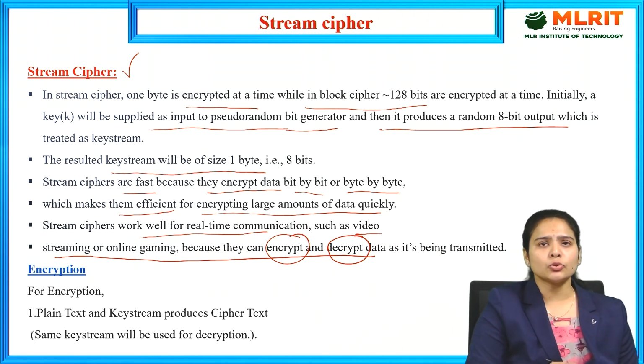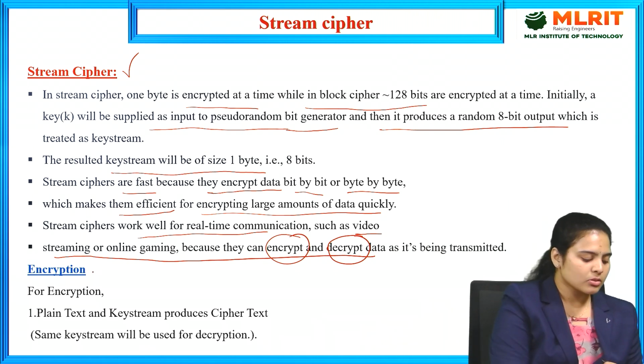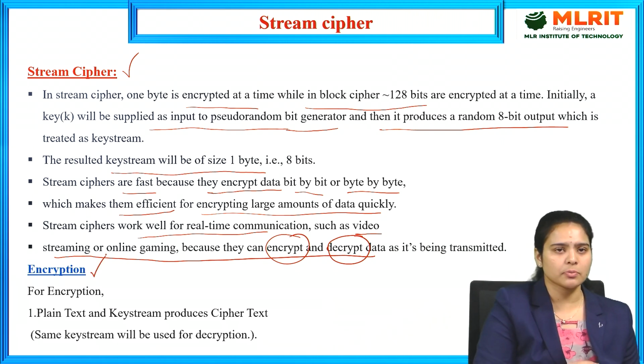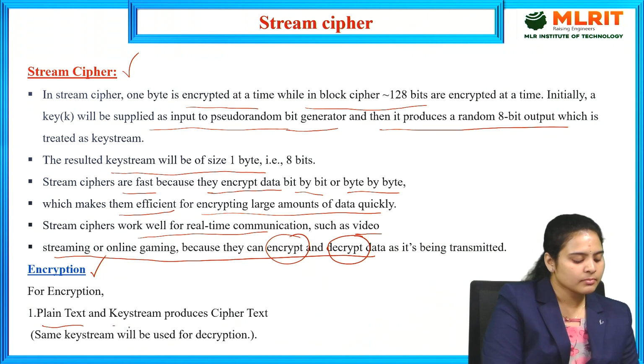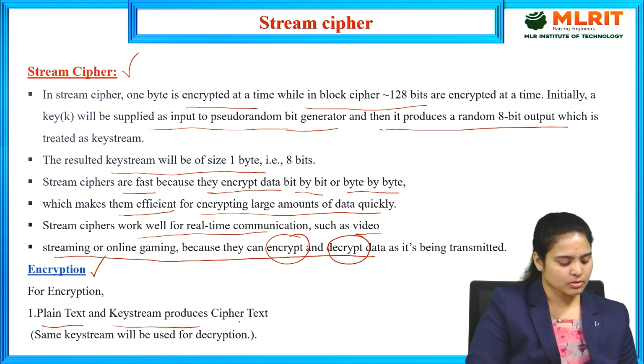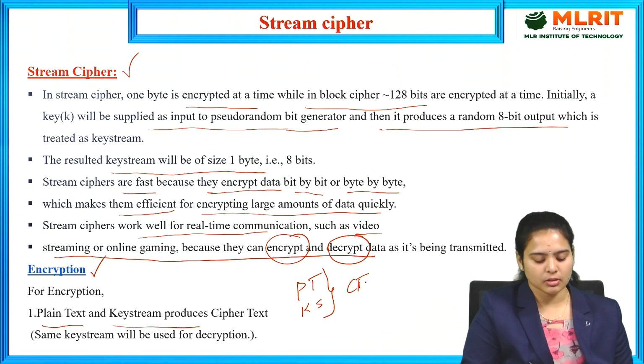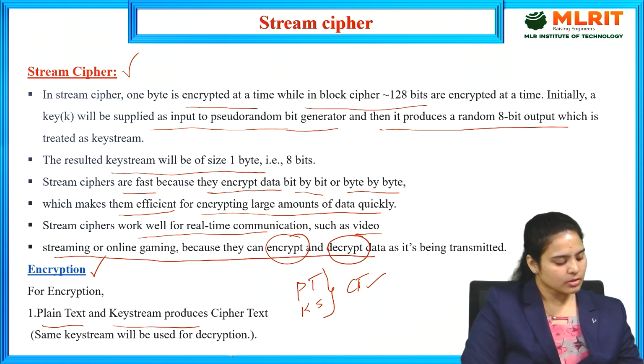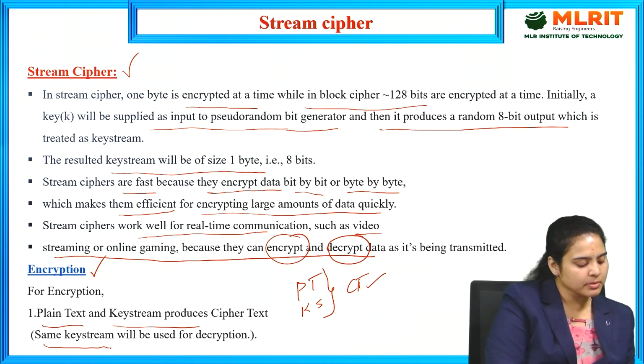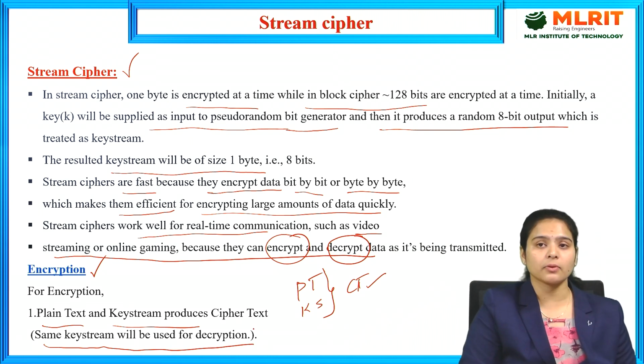There are two processes in the stream cipher, one is the encryption process and another is the decryption process. First we can see the encryption process. In the encryption process, the plain text and key stream produce the ciphertext. Using both, we get the ciphertext. Also note that the same key stream is used for the decryption process too. Whatever we use for the encryption process, we use the same key stream for the decryption process.